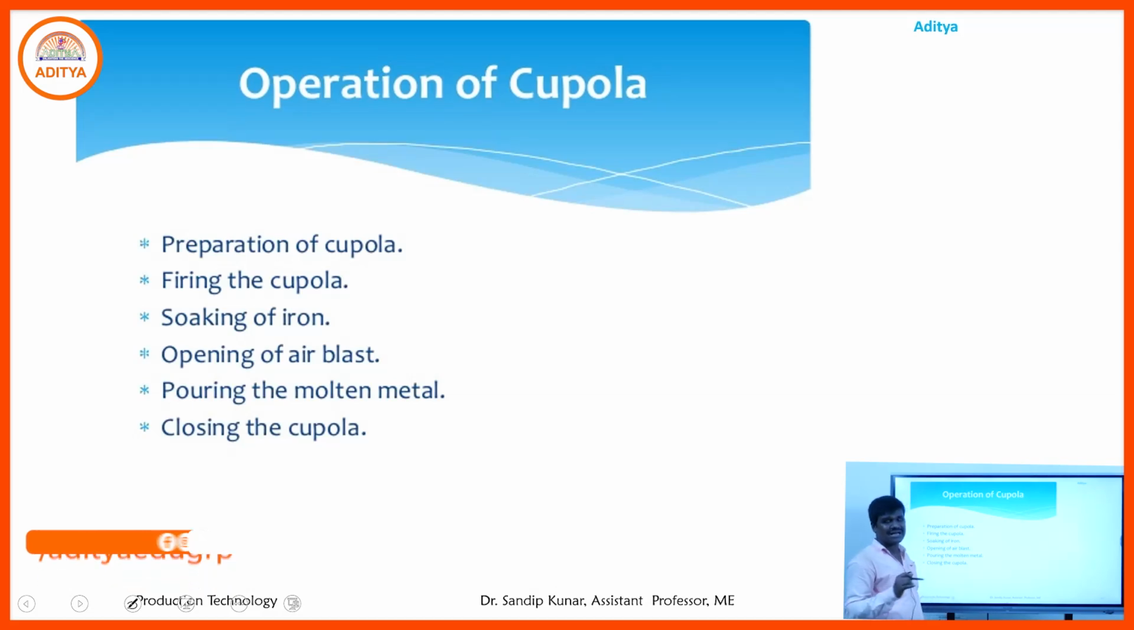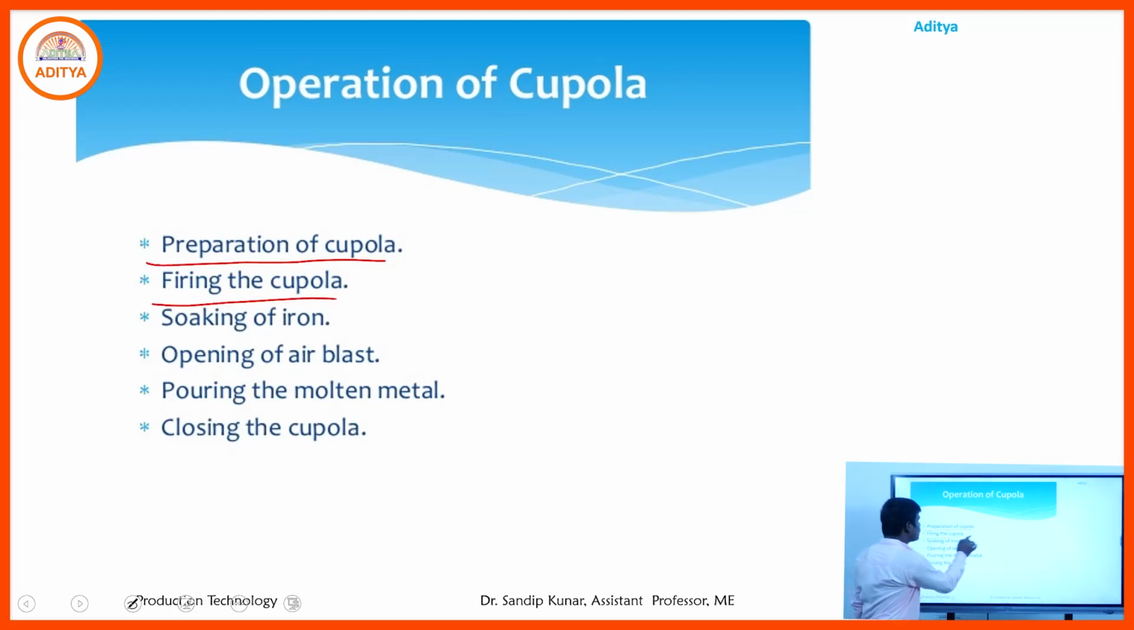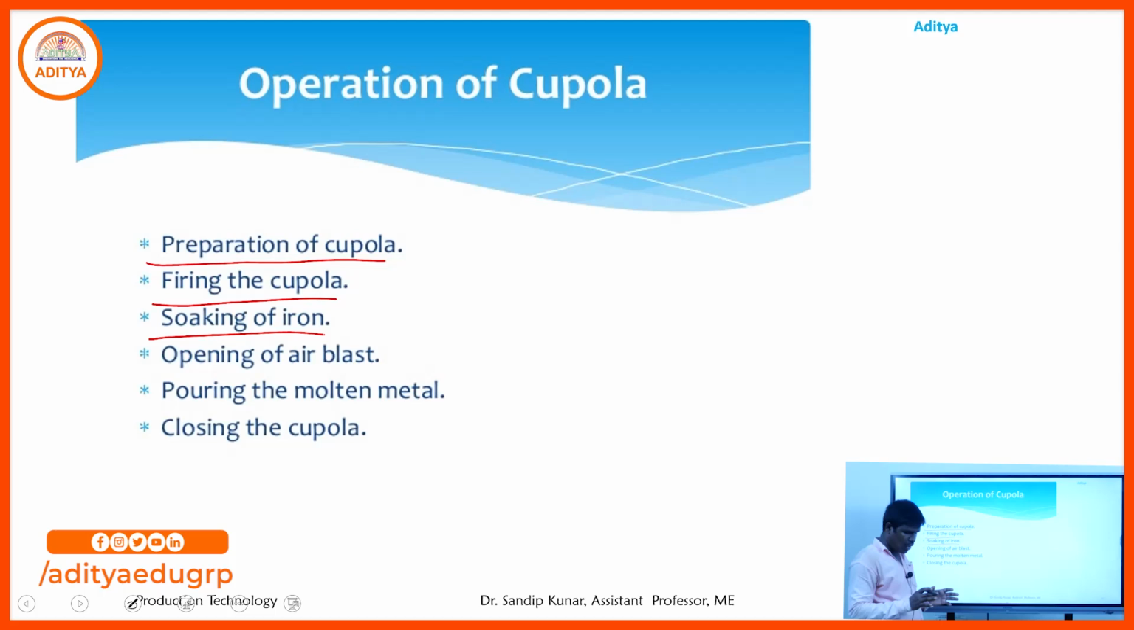So what operations do we perform on the cupola furnace? First, preparation of the cupola, meaning we make the furnace ready. Then firing the cupola: coke is there, and with oxygen entering the furnace, burning starts. Then soaking of the iron: we put in the iron, meaning metal scrap, coke and flux, into the combustion zone.